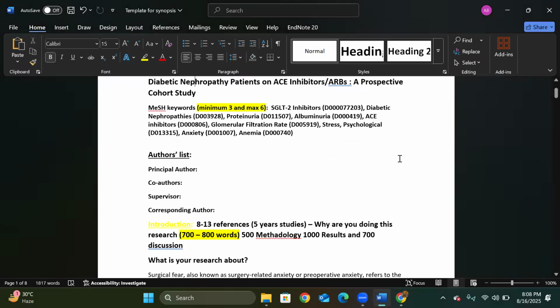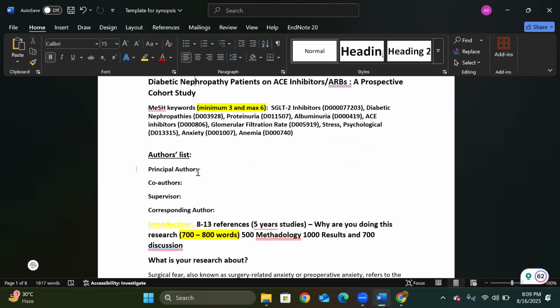Okay, so the next one we have is the authors. Who is a principal author? The principal author is the one who is responsible for the study design, for the idea conception, and who is actually the main person, you can say, who is conducting the study.